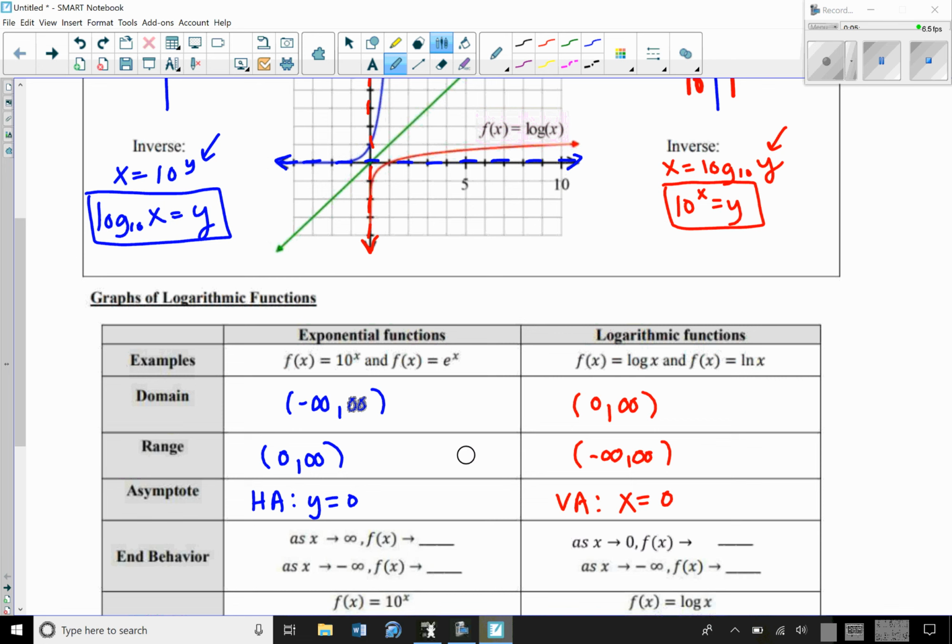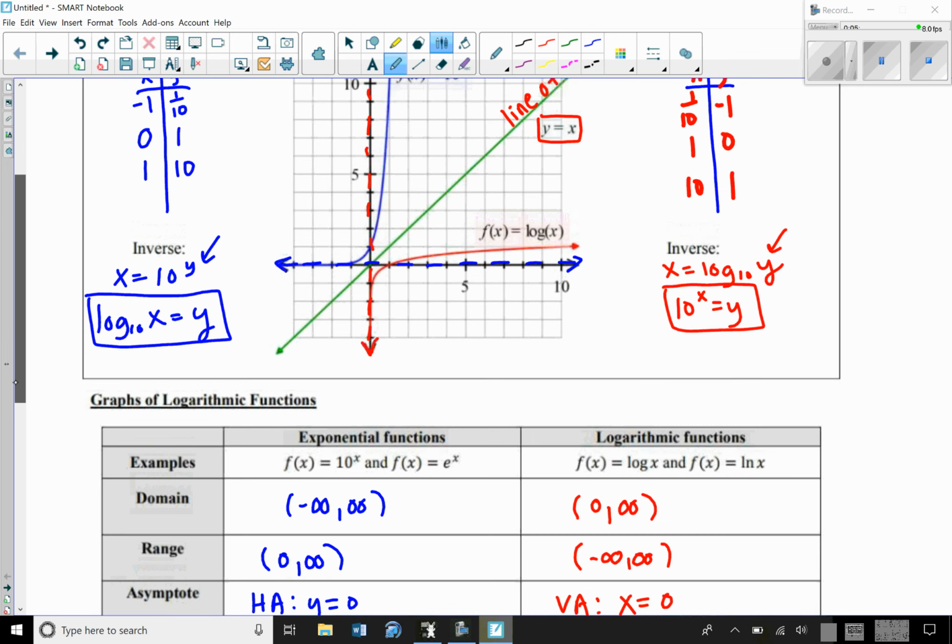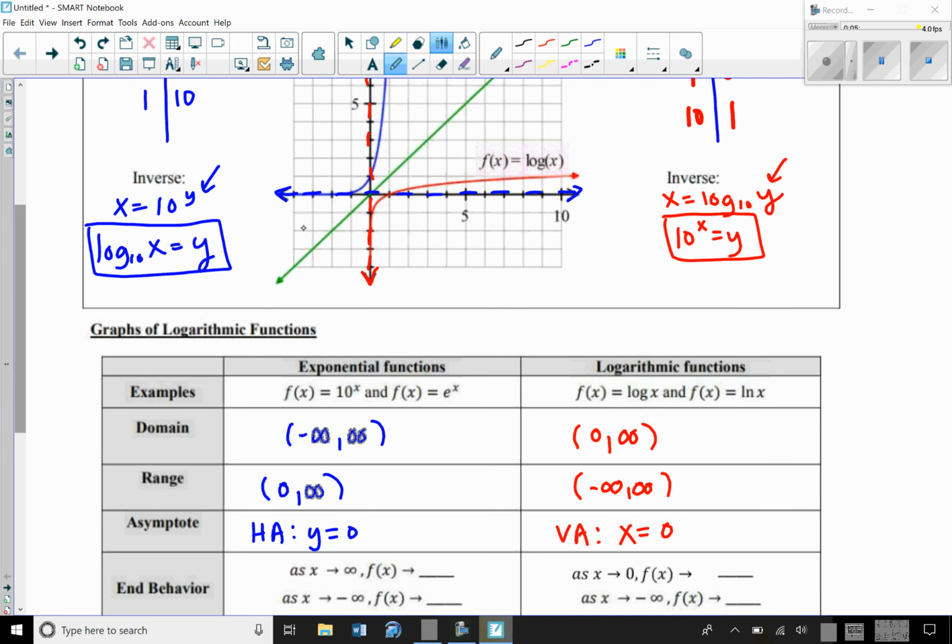And so the next thing we're going to look at, as we talked about before, is our end behavior. So if I look at my exponential function, as x approaches infinity, notice that your y values are going up to infinity. And as x approaches negative infinity, right here, you can see you're approaching your horizontal asymptote, so your y values approach 0.